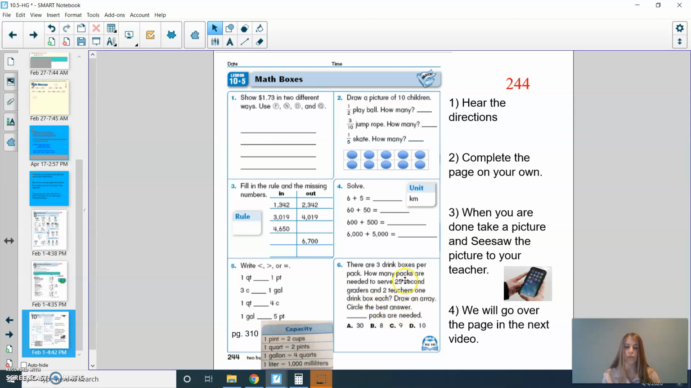So boys and girls, you first want to figure out how many people are we talking about if we have 25 second graders and 2 teachers. Once you have that amount, then think about maybe dividing those people, dividing that amount by 3.